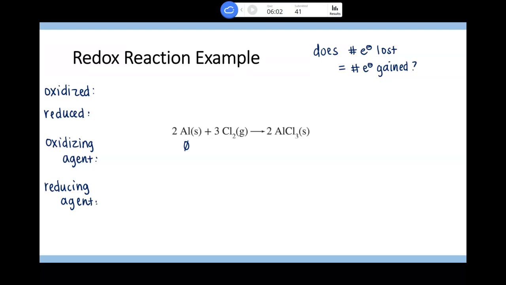Chlorine is another element. It's on its own. It's not in an ionic compound. It's not in a binary compound. There's only one element there. So it also has an oxidation state of 0.